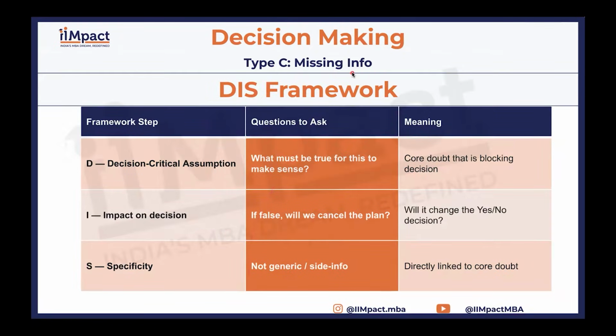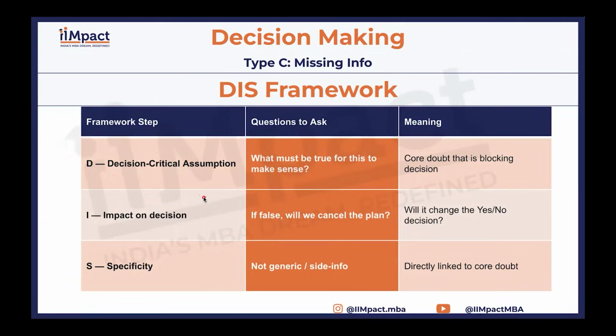Finally, the missing information type of question, for which we will follow a DIS framework. So the D stands for decision critical assumption. What it really means is: is this a core doubt that is blocking the decision? And you should ask yourself what must be true for this decision to make sense.